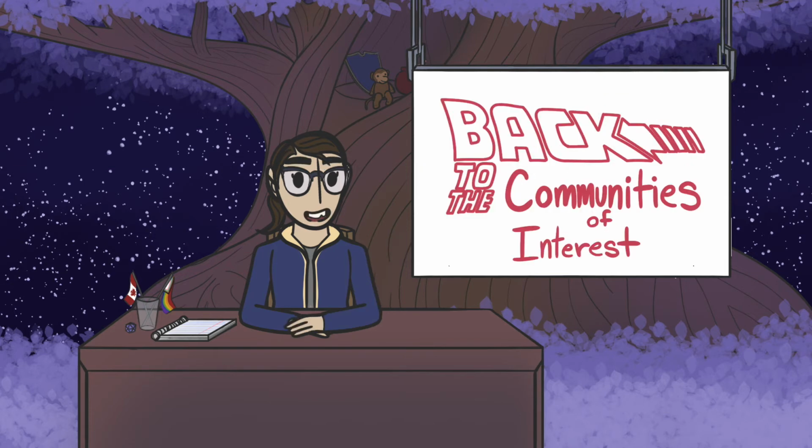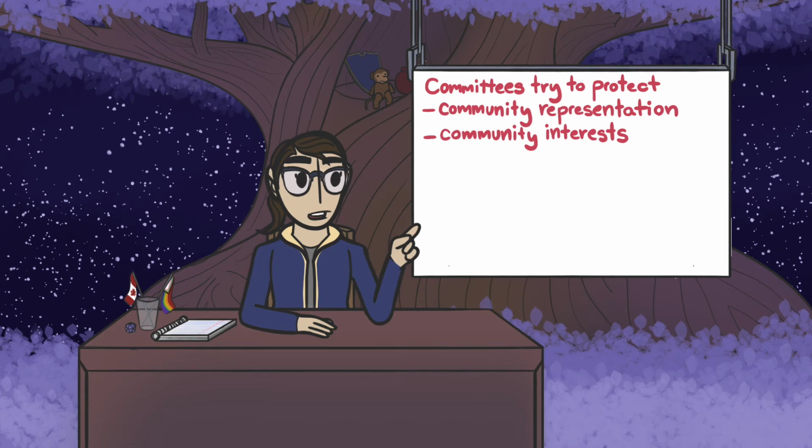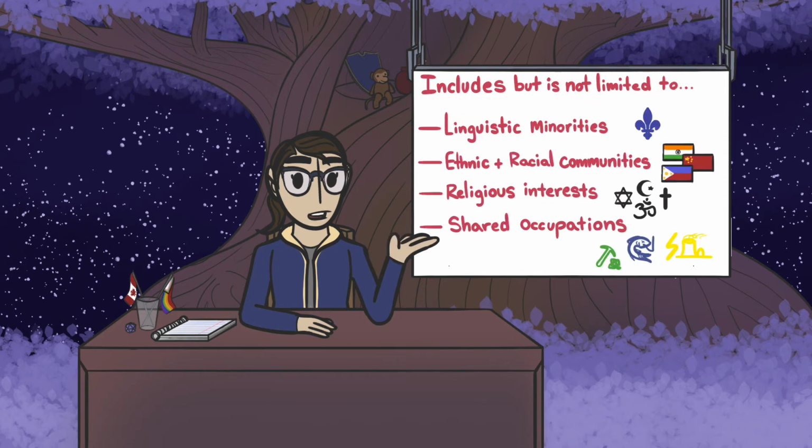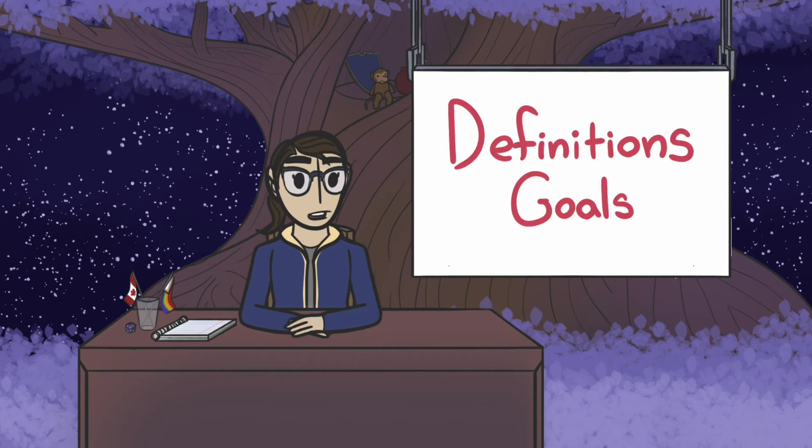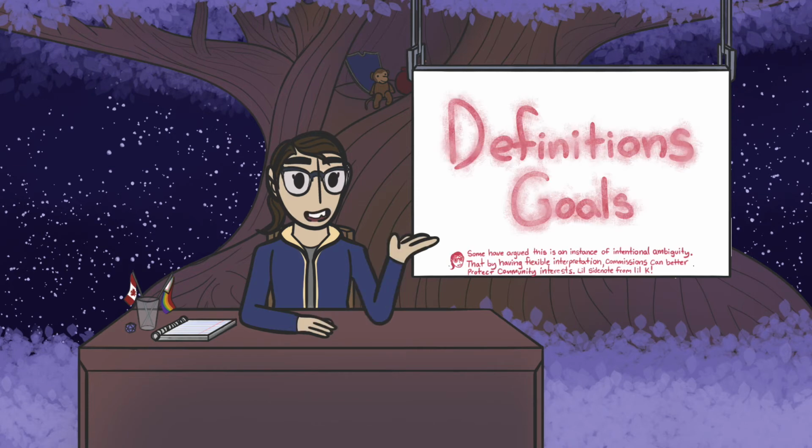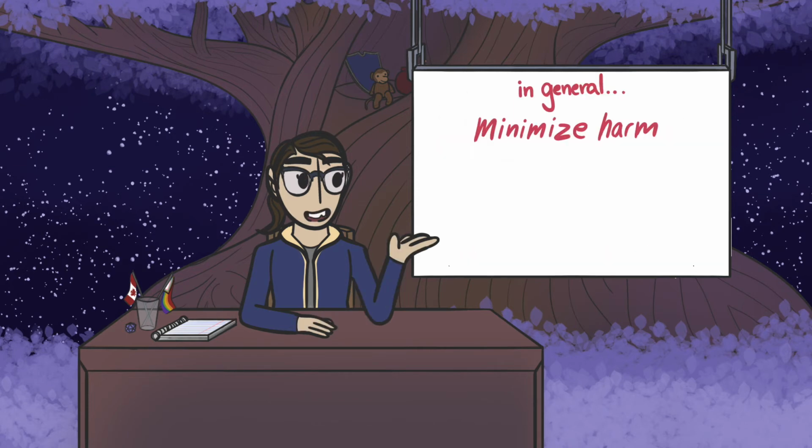The second big issue that commissions must consider is what are called communities of interest. Essentially, the commission tries to protect the representation and interests of a myriad of local communities and groups when designing ridings. In doing so, they consider communities with linguistic minorities, large ethnic or racial communities, religious communities, communities with shared interests in occupation, etc. The definitions and goals surrounding this issue are a bit fuzzy, but broadly speaking, ridings are designed so that they minimize harm and maximize representation for different groups.